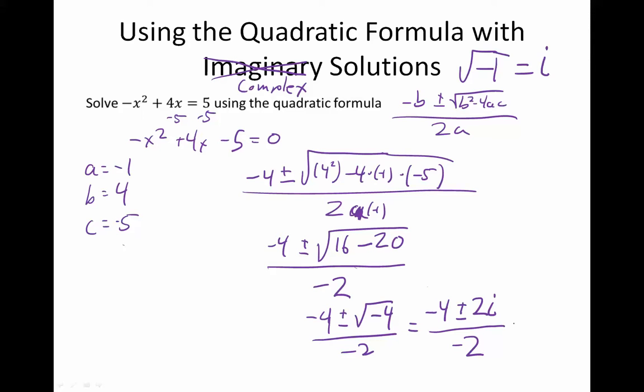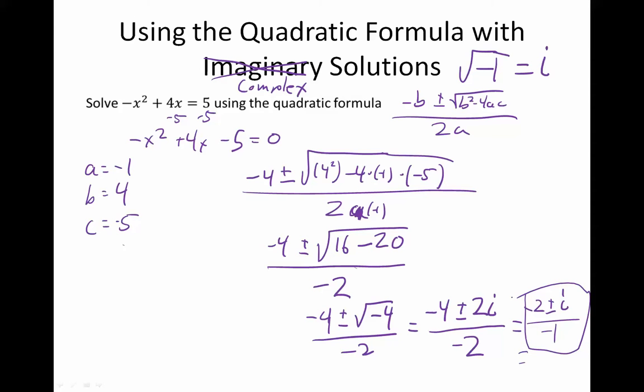And finally, our last step: notice that each of the 3 terms is divisible by 2. Actually, they're divisible by negative 2. So we can reduce this, and we make this 2 plus or minus i, because the 2 is gone, all over negative 1. Which, by the way, we don't need to have over negative 1, so we can just switch the signs and make that negative 2. So there we go, our final answer.